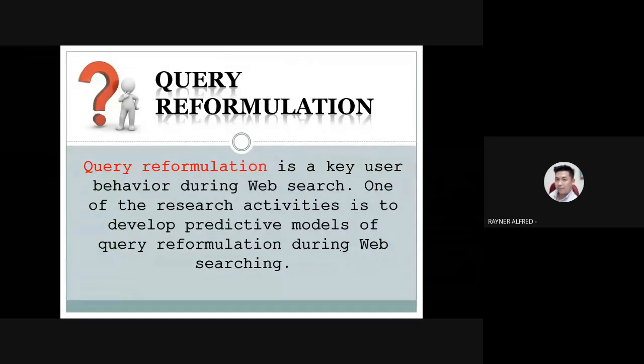So now let's take a look at query reformulation. This is straightforward. Query reformulation is a key user behavior during web search, in which one of the search activities is to develop a predictive model of query reformulation during web searching. As we know, different people will have different perceptions.